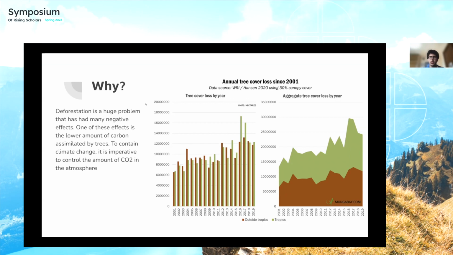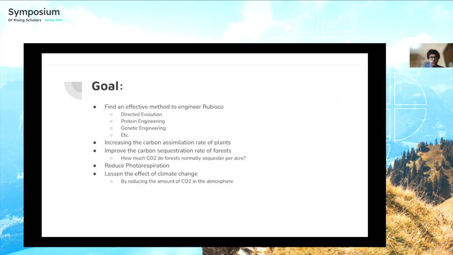And to do this, I decided that we should look at the rate of photosynthesis in plants and try to improve that. Photosynthesis is the reaction where carbon dioxide is taken in by plants and oxygen is released. So I wanted to edit that to make it faster. So our goal for this project was to find an effective method to engineer Rubisco, which is often the rate limiting step in photosynthesis.